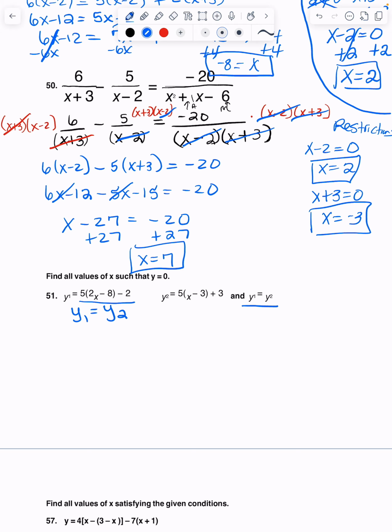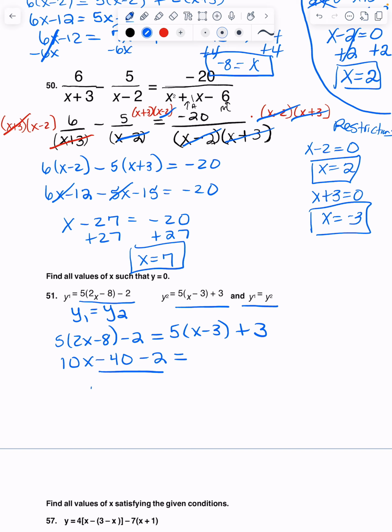This did not convert the best in the world. This is 5 times 2x minus 8 minus 2. And we're going to set equal to it what y2 is equal to, which is 5 multiplied times x minus 3 plus 3. So let's distribute. 10x minus 40. A minus 40 and a minus 2 added together is a negative 42.